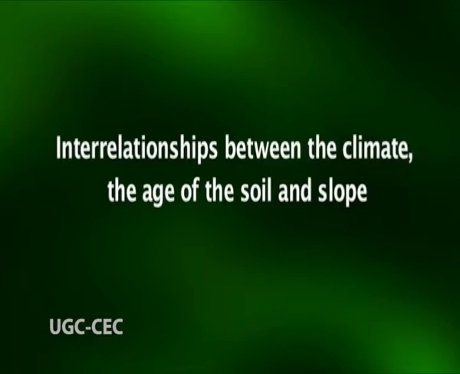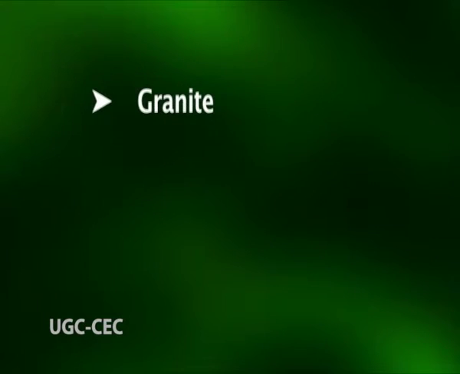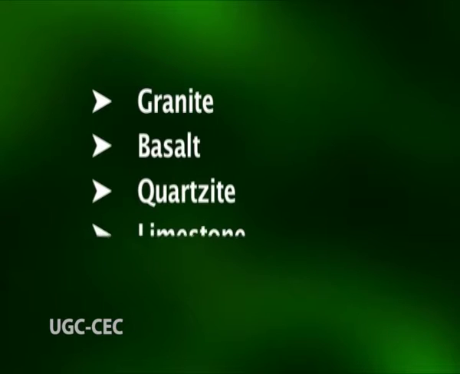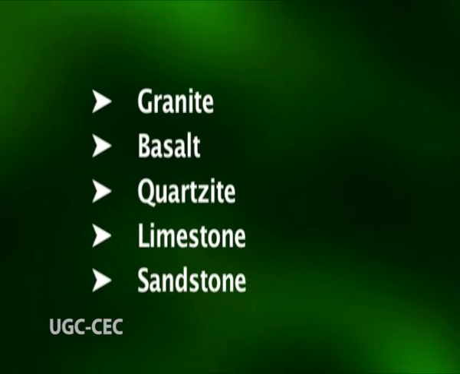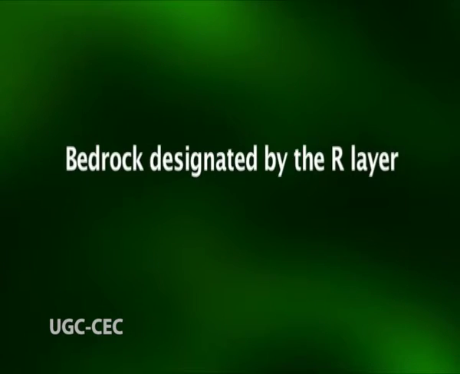The depth from the surface to the R layer depends on the interrelationships between the climate, the age of the soil and the slope. Granite, basalt, quartz, limestone and sandstone are examples of bedrock designated by the R layer, and the soils formed in situ will exhibit strong similarities to this bedrock layer.